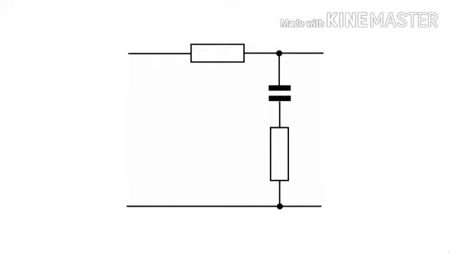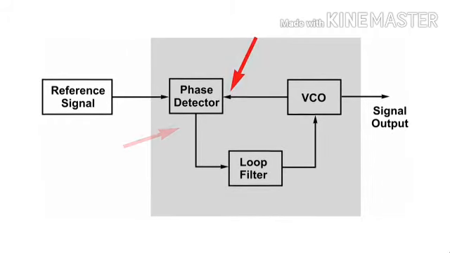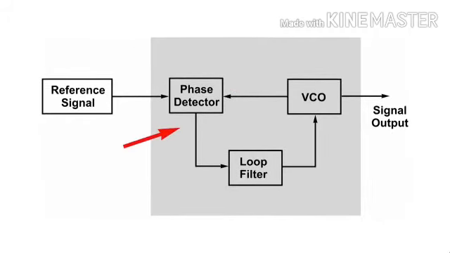So if we look at the phase-locked loop as a whole, we see that these three main blocks are interconnected. The phase detector takes inputs from both the reference and the voltage-controlled oscillator, and it produces an output proportional to the difference between them.